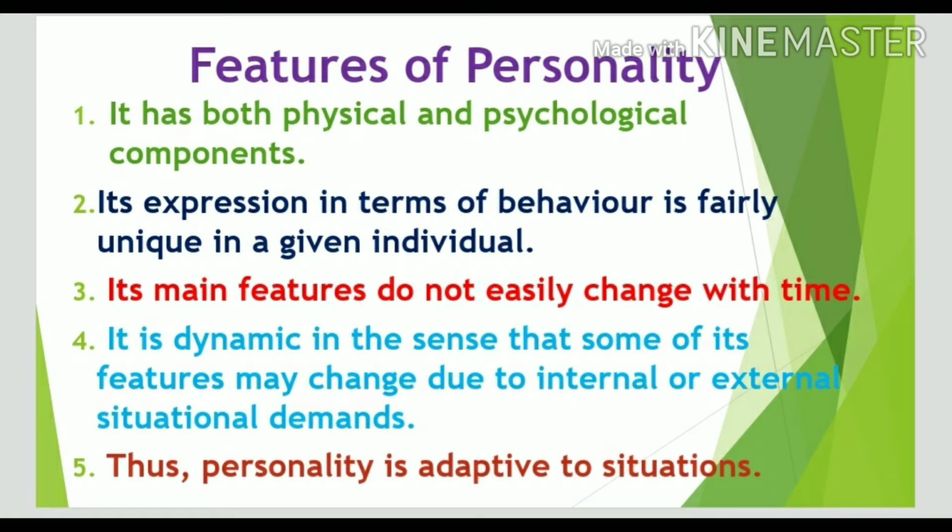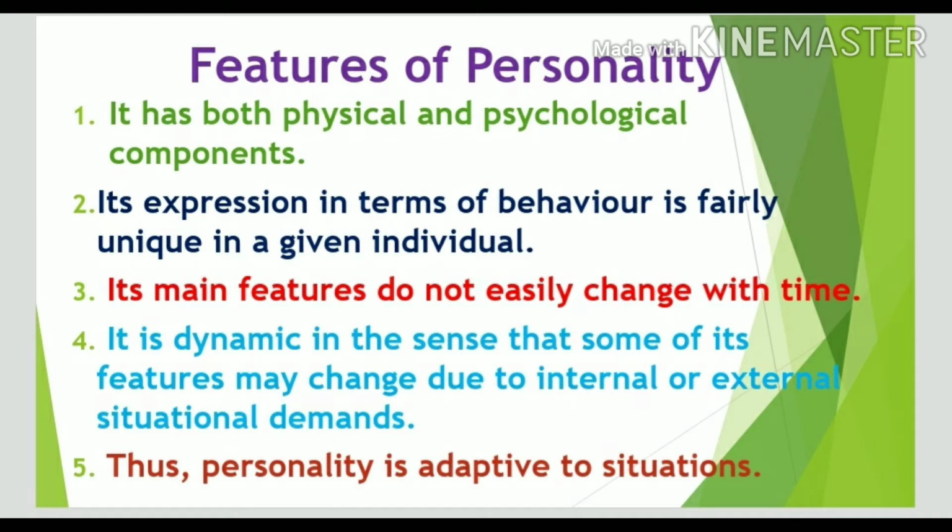The fourth feature is that it is dynamic. It is dynamic in the sense that some of its features may change due to internal or external situational demands. That's why it is said that personality is relatively stable over a period of time. Most of the features remain stable, but they may change according to the environmental demands, internal or external. That's why it is dynamic. Thus, personality is adaptive to situations. Personality is all about an individual's adjustment to situations and to other individuals.